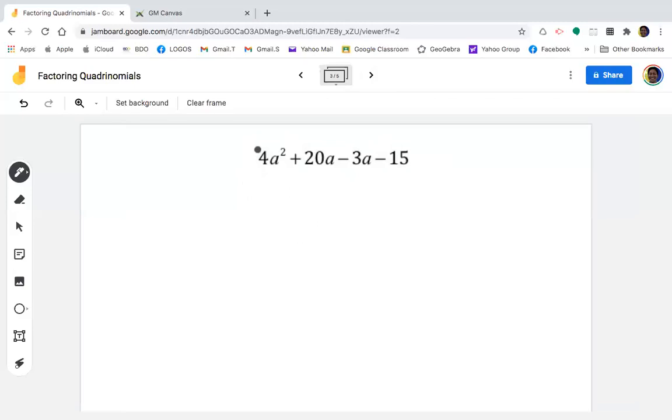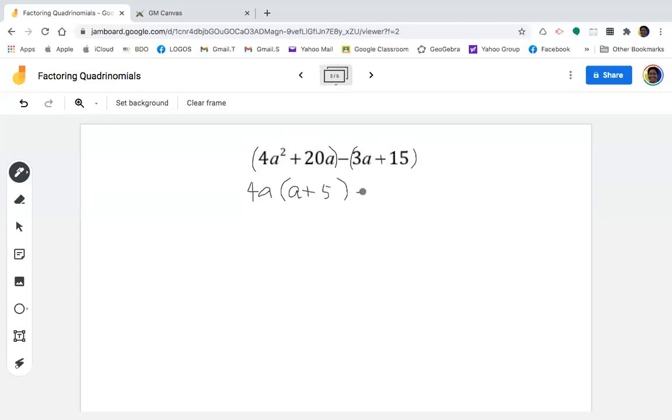This is similar, except that there are coefficients. There are more numerical coefficients to deal with, but it's essentially the same process that we're going to go through. Group them together. Now there's a negative sign here, so make sure you change the sign of the second term of the second binomial. Now let's factor the GCF for each pair. So for the first, we can factor out 4a, which leaves us with a plus 20 divided by 4 is 5.